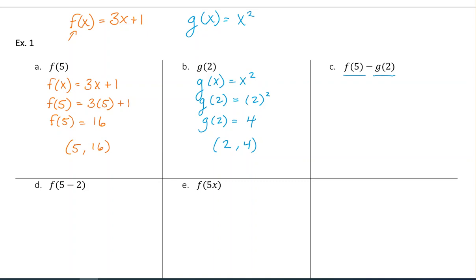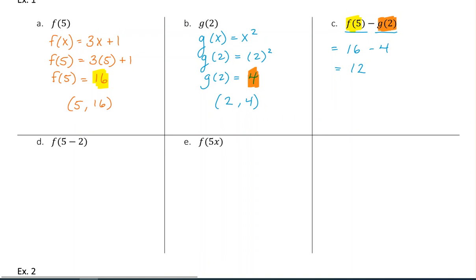Now, we've already done that. In example A, we recognized that f of 5 is equal to 16. We recognized in our second that g of 2 is equal to 4. So what we need to do is simply write those numbers out. f of 5 is 16, g of 2 is 4, 16 minus 4, that's 12. And that's your answer for C. There's no need to do that math all over again if you had done it in a previous question. But sometimes you might have to do those steps all together.